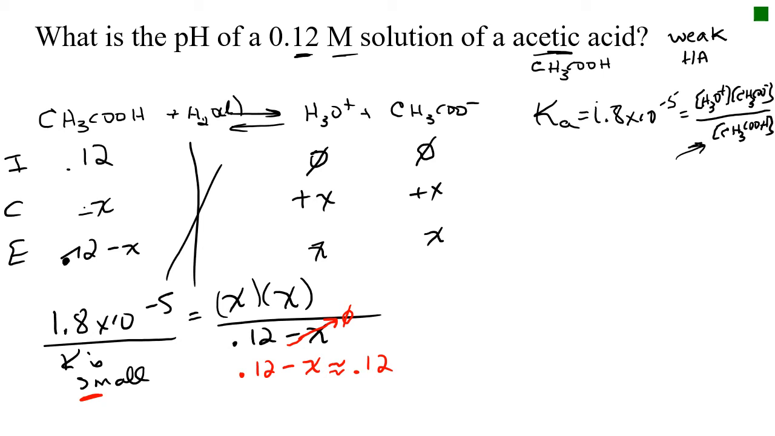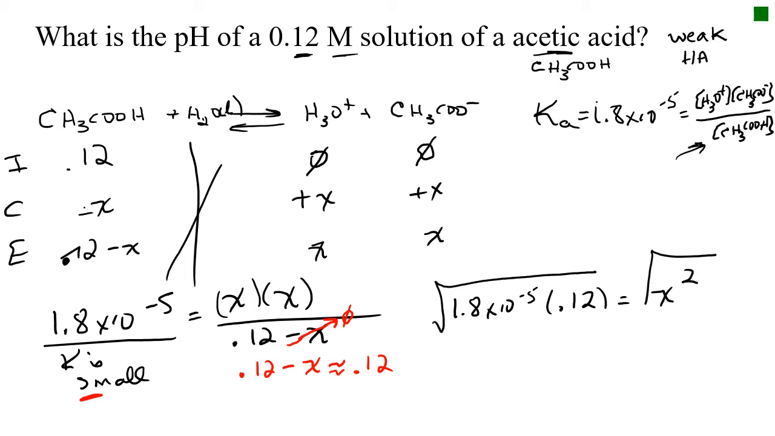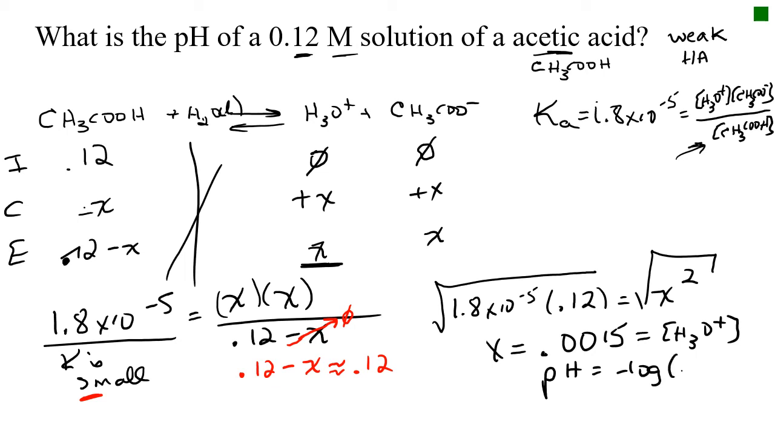If we continue and do the math, we take our 1.8 times 10 to the minus 5, multiply by 0.12, realize that's equal to X squared, and then we square root both sides. You're going to get that X is equal to 0.0015. X corresponds to the concentration of hydronium. So our pH of this solution is going to be minus base 10 log of 0.0015, and the pH is going to equal 2.82.